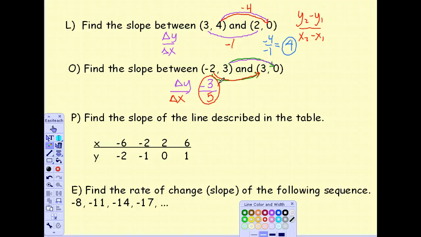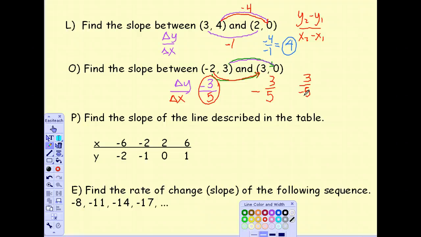Again, that's the same as negative 3/5. It's the same as negative 3/5. All three of those are the same. It doesn't matter if you put the negative in the numerator, the denominator, or out front. Okay? Letter P, we're moving along.